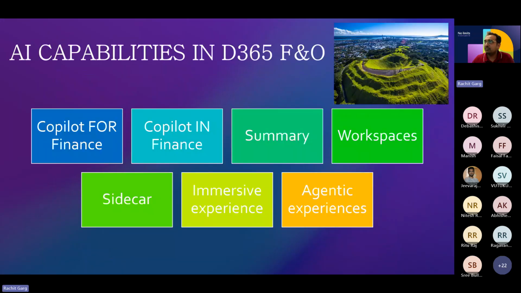In FNO, we have Copilot for Finance, which is basically the Outlook and Excel experience, which is built outside the application. Then we have Copilot in Finance, which comes as a part of the application. And Copilot in Finance itself has different, I would say, patterns, ways of infusing AI in the application. So you can see Copilot-based summaries, which was the starting point of infusing Copilot capabilities.